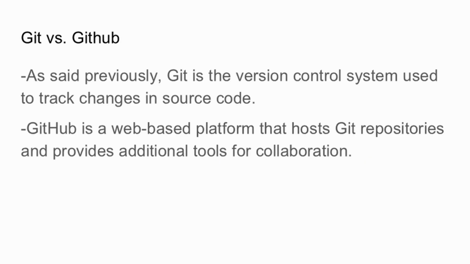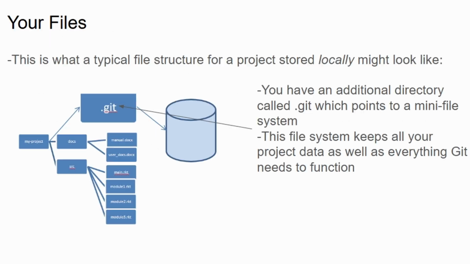So what is the difference between Git and GitHub, you may think? As previously stated, Git is just the version control system used to track changes in the source code. GitHub is a web-based platform that hosts Git and provides additional tools for collaboration.